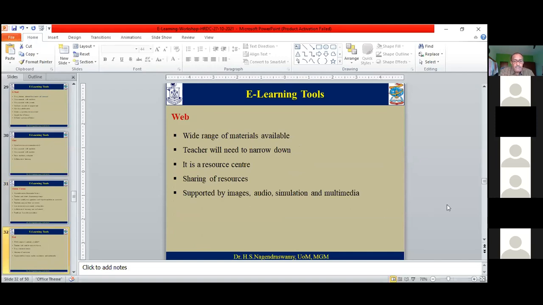And then is the web. A wide range of materials is available, because whenever we want any material, definitely we use a Google search. Okay, and we get material instantly. Okay, so even whenever you are preparing a PowerPoint presentation and whenever you want to get some information, we use Google search, or we just access a particular website or a portal.